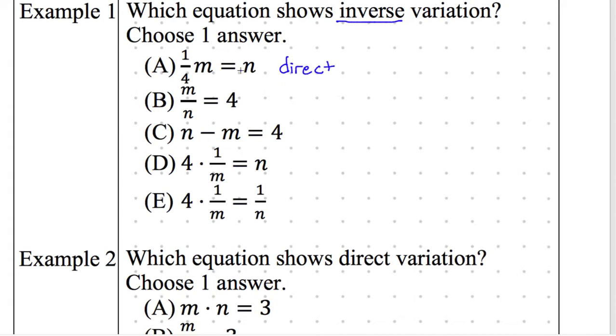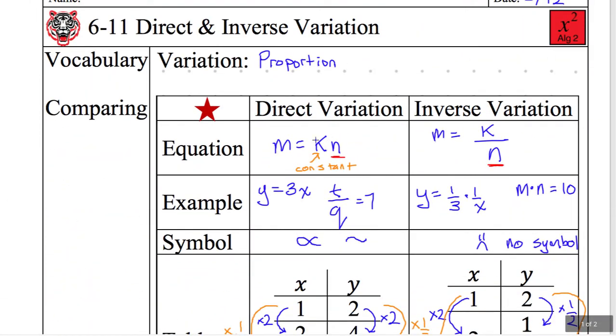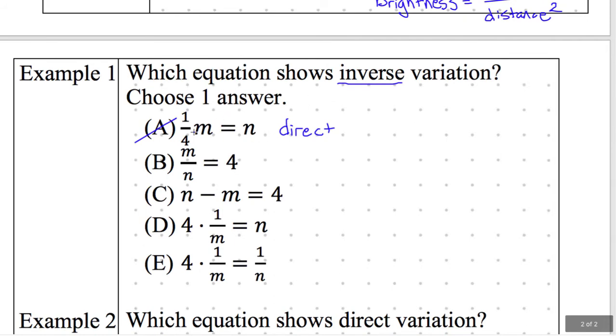Let me use my logic. This is direct, so it's not A. How do you know it's direct? I have some constant, variable equals variable. When you have variable equals variable, you are talking about being direct. We're going to get there. If I multiply both sides by n, I get variable equals variable. This again is direct. It's not B.